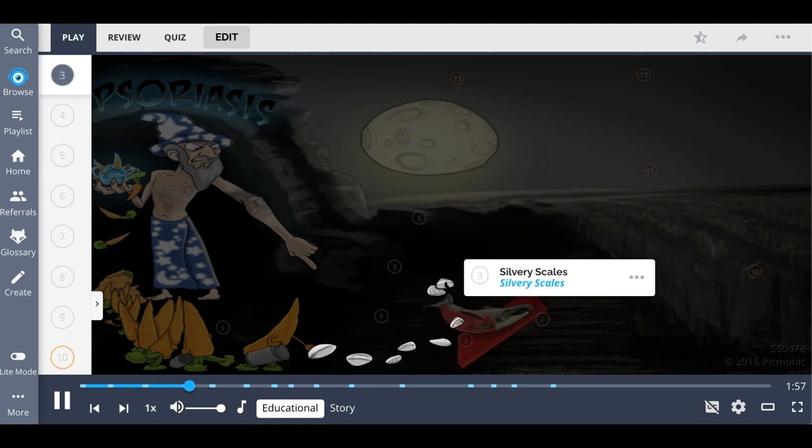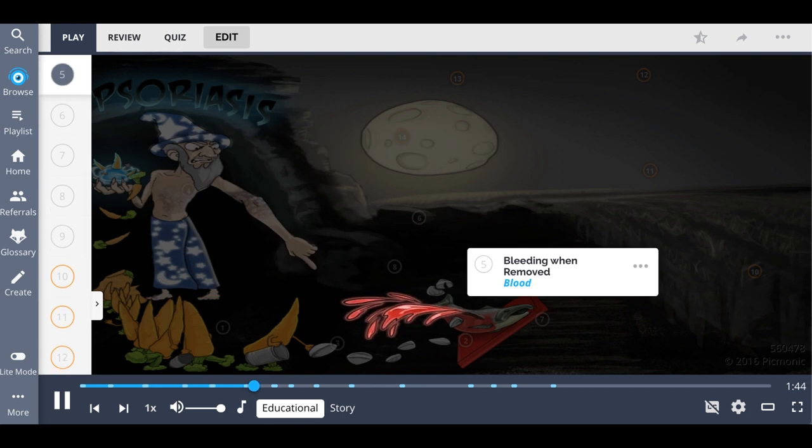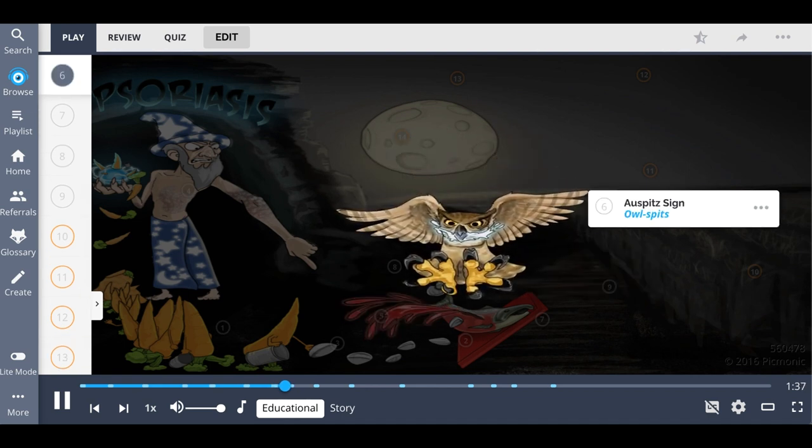Classically, silvery scales overlie psoriatic plaques, shown as the silvery scales, and these are typically seen on extensor surfaces like the knees and elbows, illustrated by the extended arm with extensor surfaces. Furthermore, the plaques seen in psoriasis display bleeding when removed or picked off, depicted by the blood, and this is referred to as Auspitz sign, the owl spits.